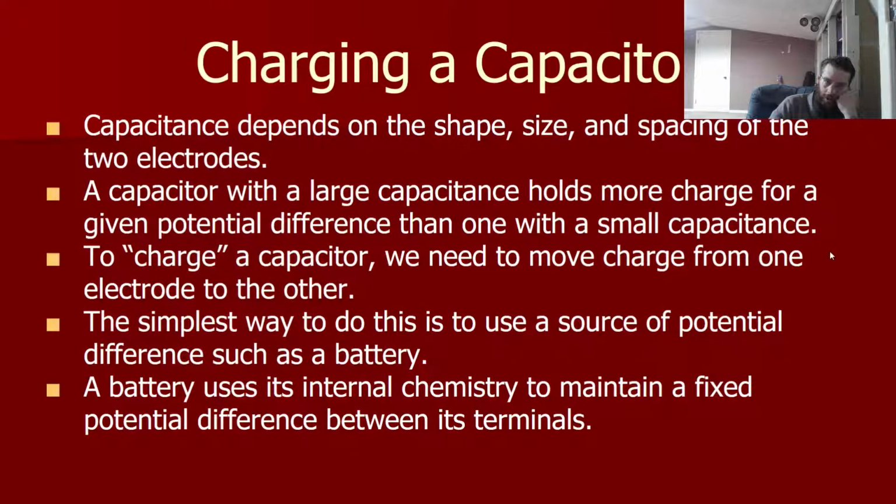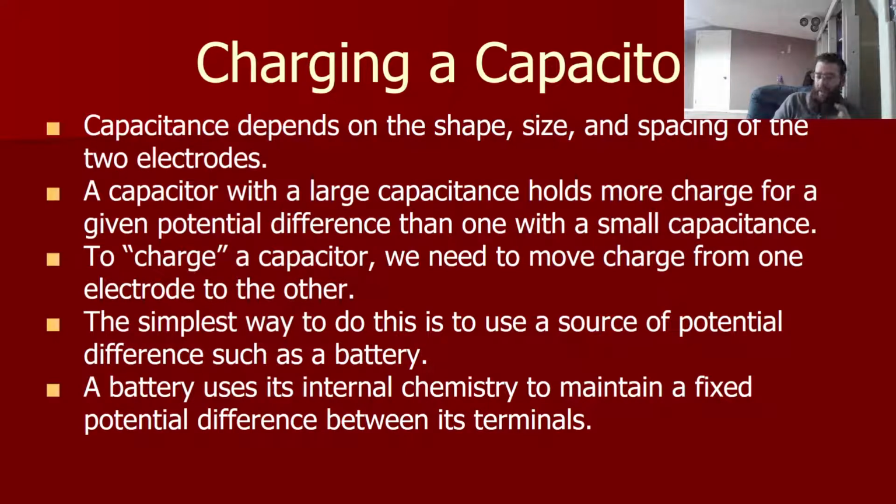So capacitance depends on the shape, the size, and the spacing of the two electrodes, okay? Which isn't shown in that formula, but if you think about that V that we looked at earlier, it's definitely in V. So the obvious charge is there, but it also depends on the shape and the size. So a capacitor with a large capacitance will simply hold more charge for a given potential than one with a small capacitance. And so that's interesting to note.